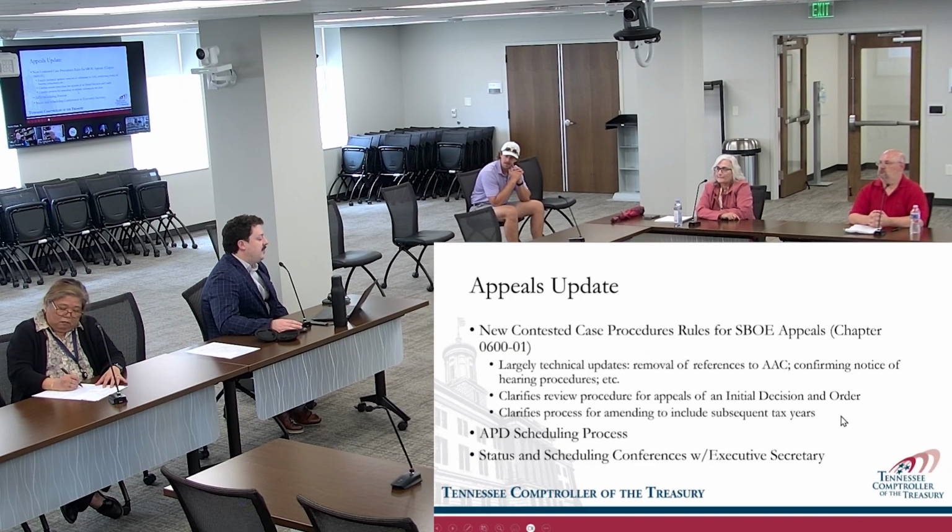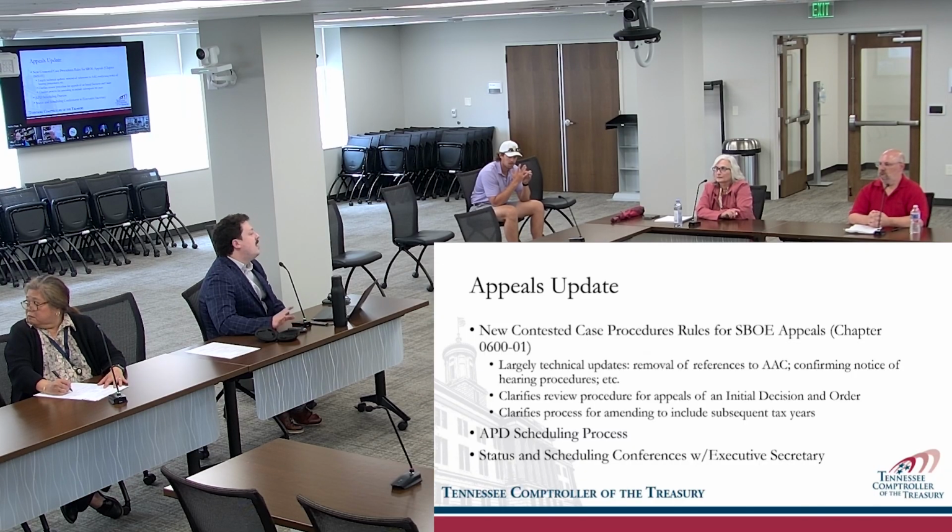It clarifies the process for amending to include subsequent tax years. It is the same process. Nothing has changed. It's still the same old. You can always email us, identify your subsequent tax years that you want included on your appeals. And you can also submit a new independent filing and get a new SBOE number for that tax year. I need to update the guidance that's on our webpage that talks specifically about how to do that, but it is the same process. The rules just help clarify and reflect that same process that we've always done.